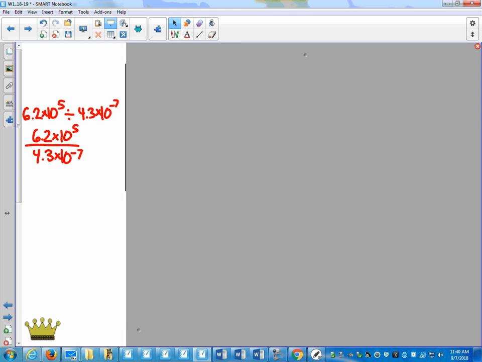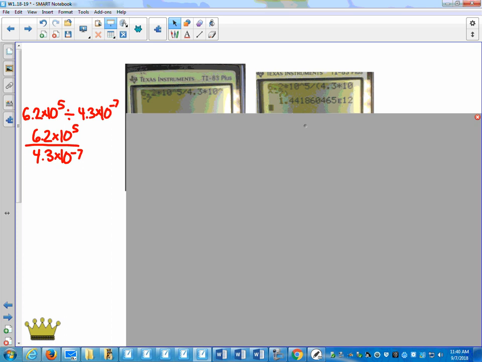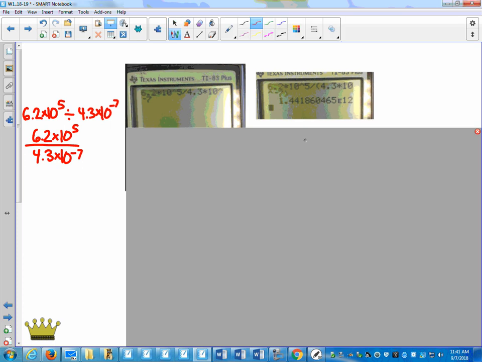All right, so what you might do, you might pop out that TI and put the numbers in right here as you see. 6.2, that little multiply, 10, up caret 5. Divide 4.3, multiply 10, up caret, the plus minus symbol 7. Now, if you do that, you will not get the right answer. In fact, your calculator ends up taking the first part, dividing by the 4.3 only, and then multiplying by the 10 to the minus 7.